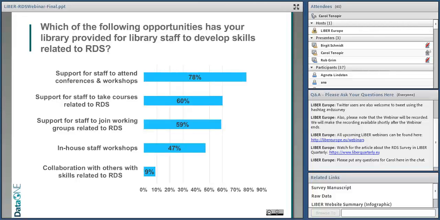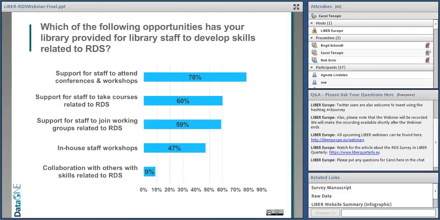The development opportunities take a lot of forms. Specifically, when you send staff for training or develop your current staff, what specifically are you doing? The most common answer was supporting staff to attend conferences and workshops, and again, LIBER is a very active participant in providing conferences and workshops. Support for staff to take courses related to RDS is also offered by 60% of these libraries. And I'll talk specifically in a minute about some opportunities for that.